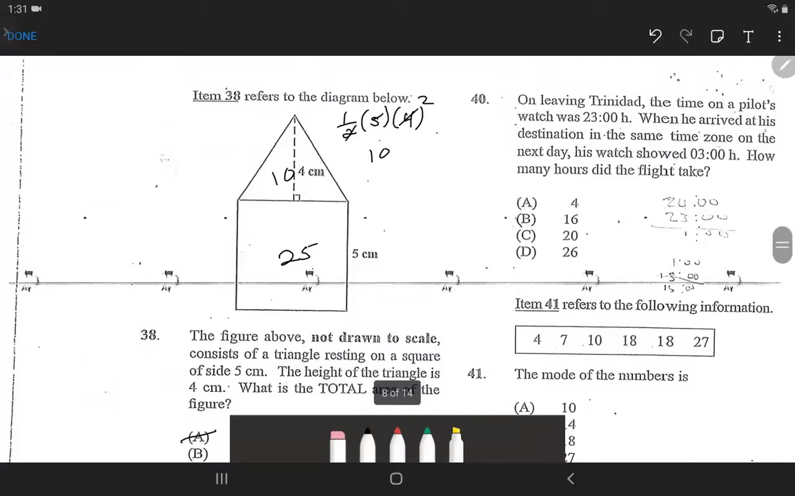On a flight in Trinidad, the time on a pilot's watch was 2300 hours or 11 o'clock. He arrived at his destination in the same time zone on the next day, which showed 300 hours. How many hours did the flight take? Well, this is 11 p.m. That is 3 a.m. So we can add 24 to 3. That's 2,700 hours minus 2,300 hours. And that will give you exactly 4 hours. That's 8.